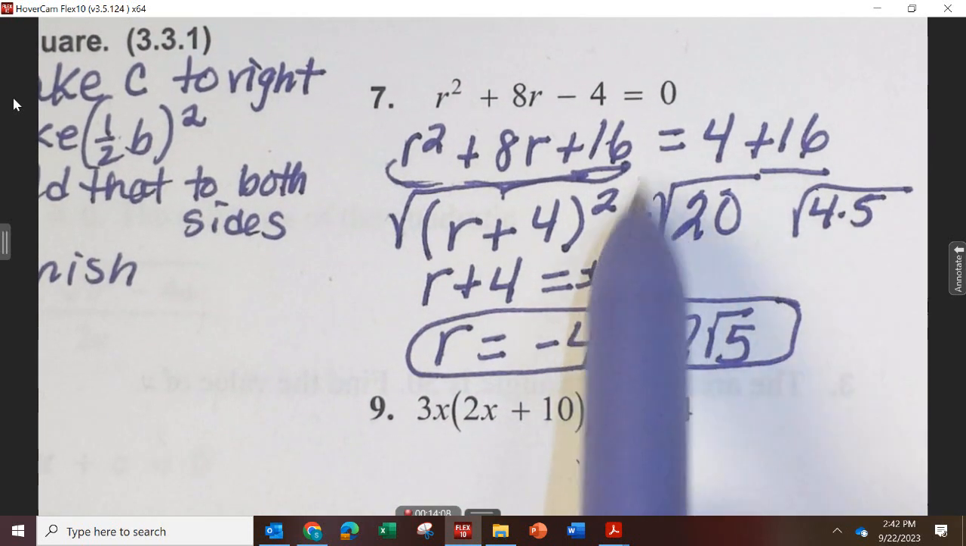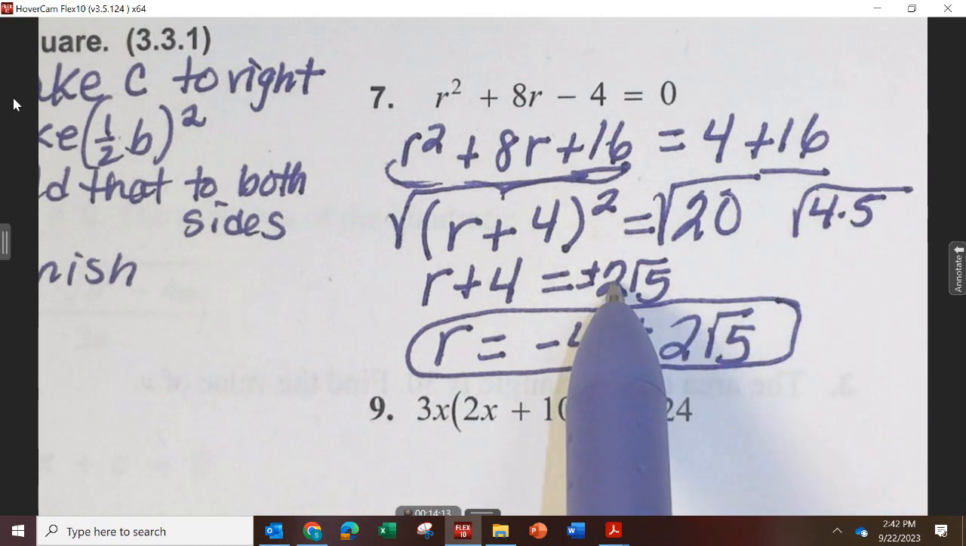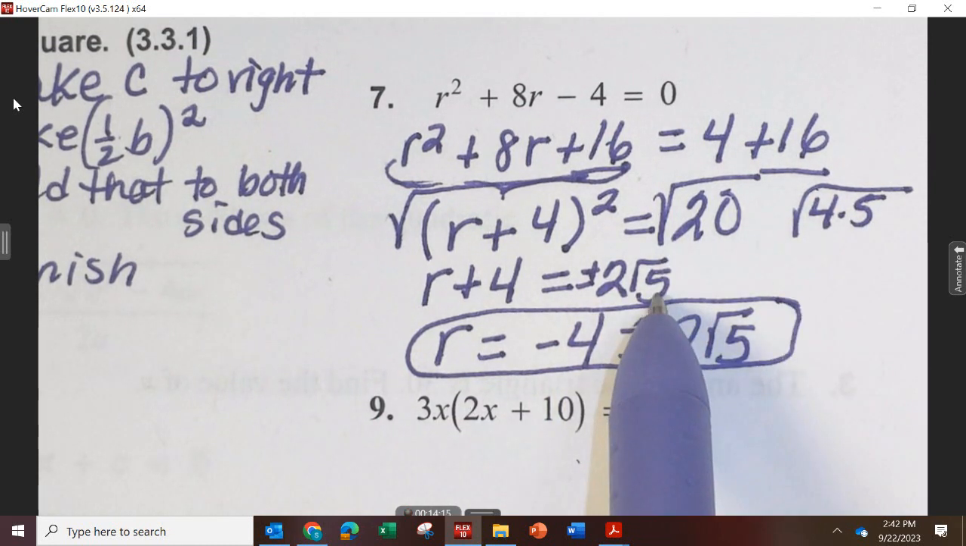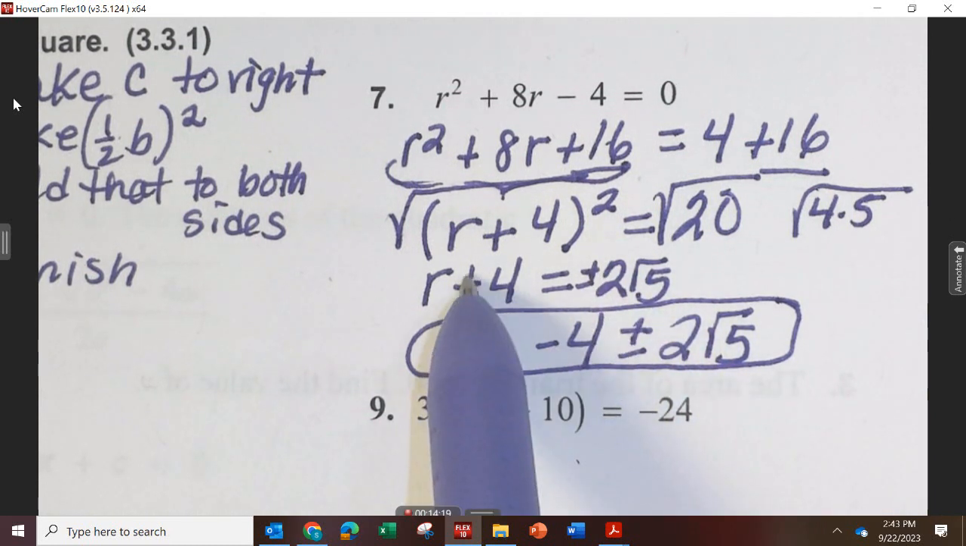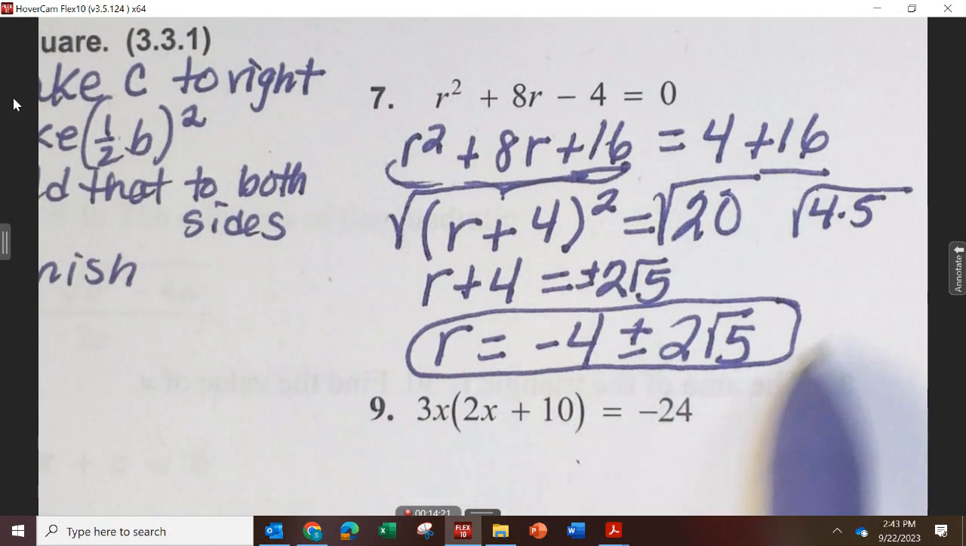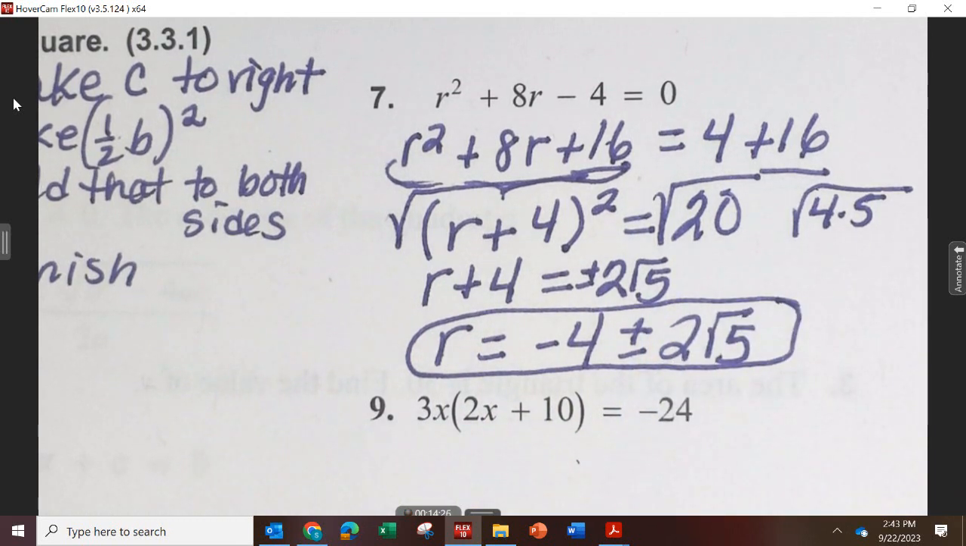So I had to take the square root of 20. 20 is 4 times 5. Square root of 4 is 2. Couldn't do the square root of 5. I have to put plus or minus anytime I take the square root, and then I just had to take the 4 over. Okay? Anybody get that right?